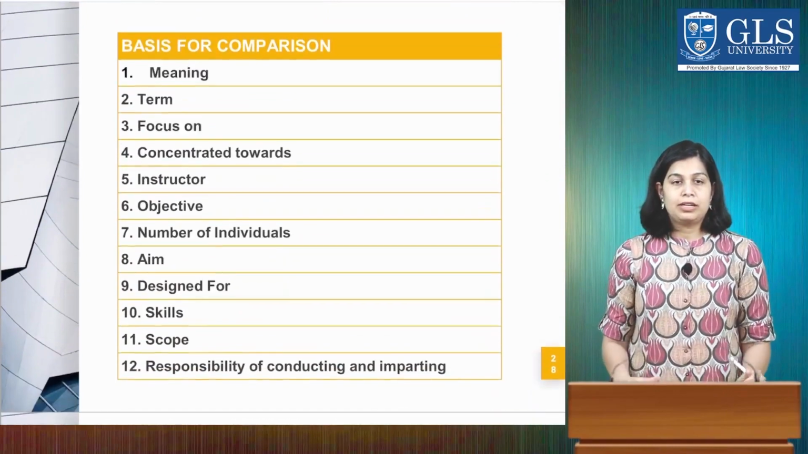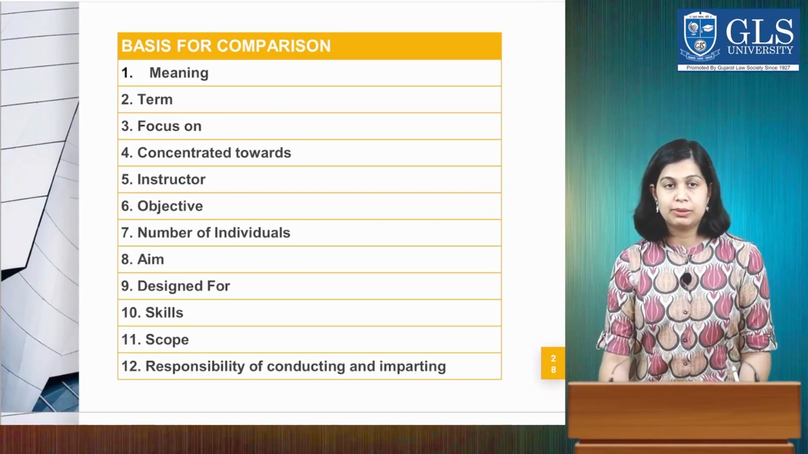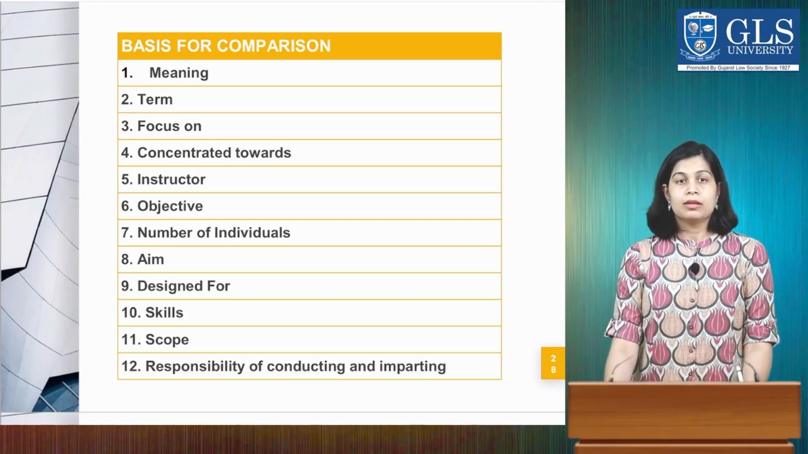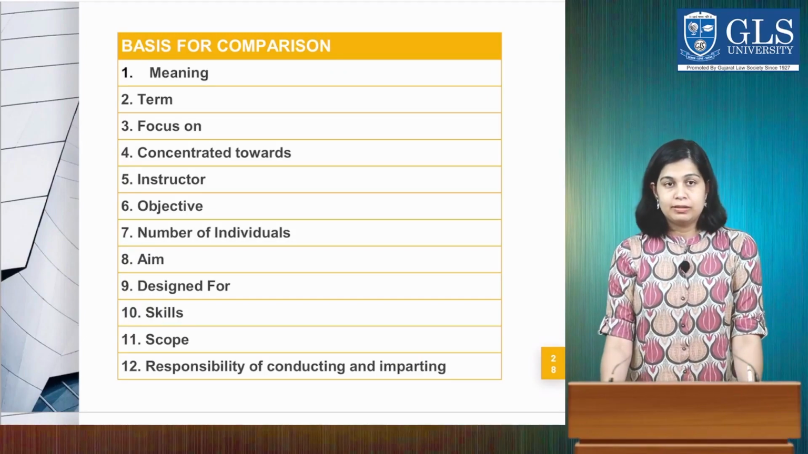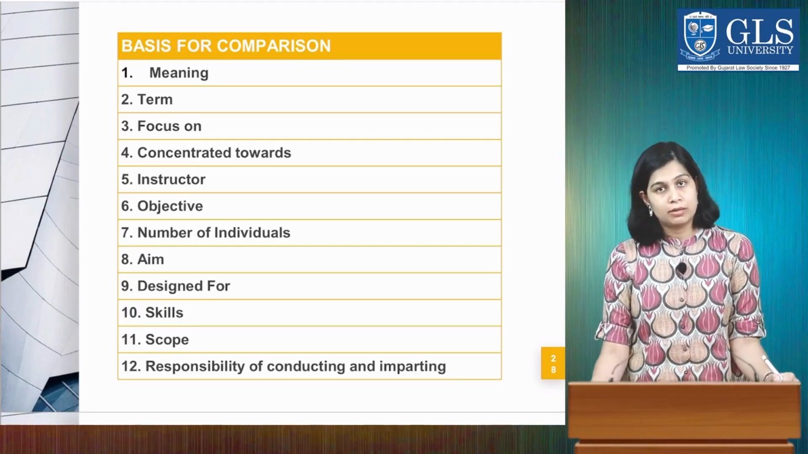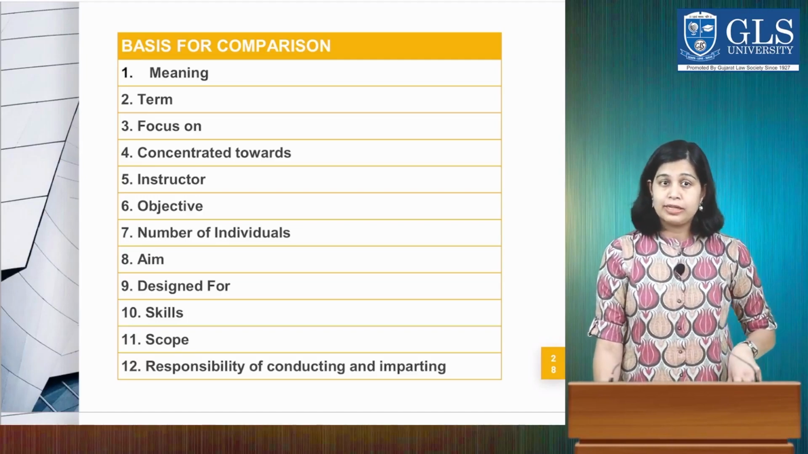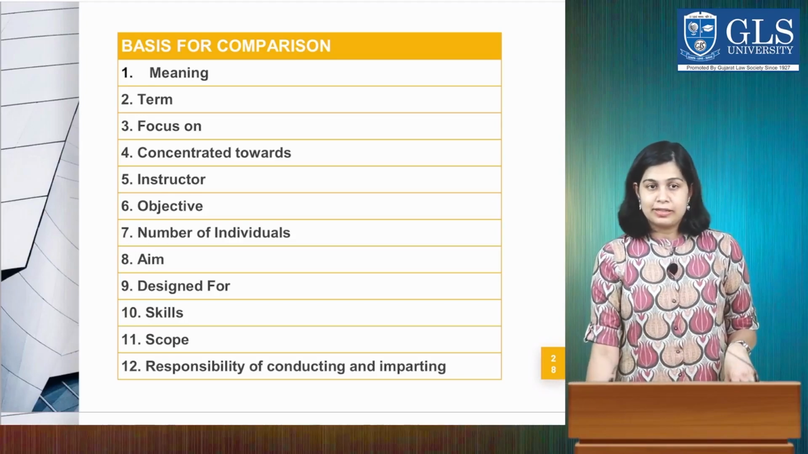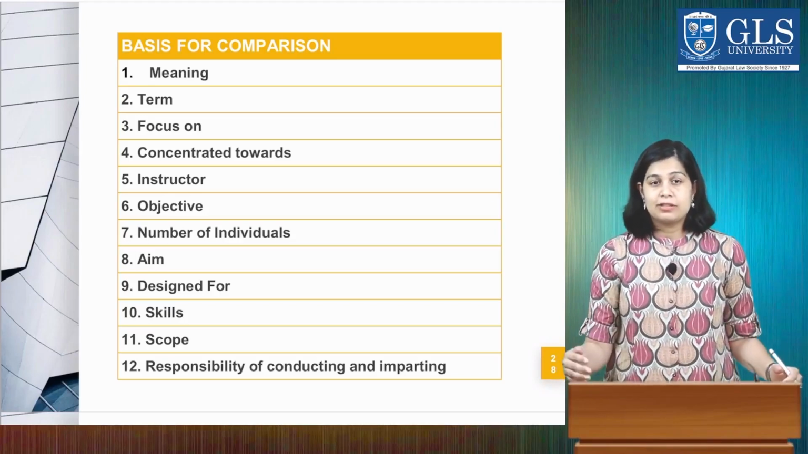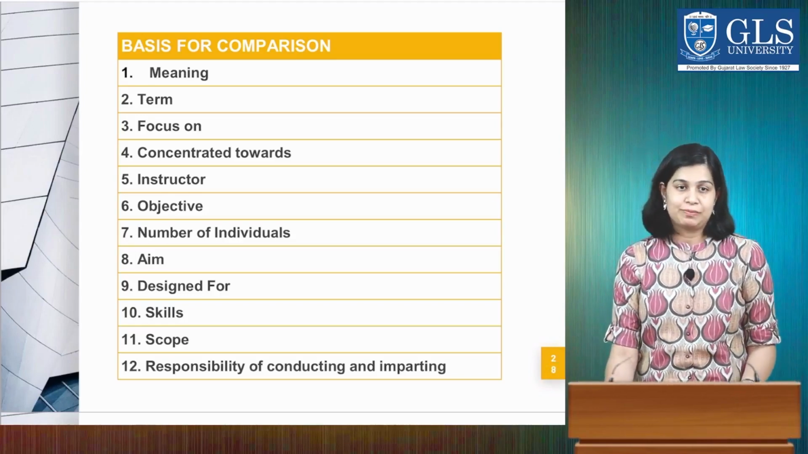So this is the summary of what we studied today. We talked about the difference between training and development, the basis for comparison, meaning what is training and what is development. Term: training is short term and development is long term. Focus of training is job oriented, focus of development is future oriented, it is career oriented. Instructor: in training the instructor is the organization, on the other hand, in development, the instructor is self, right?